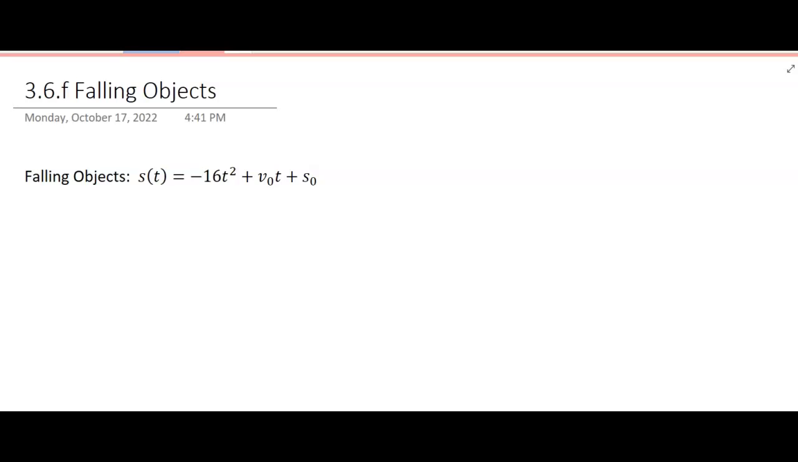So we're going to talk about a formula that we use when we have falling objects. So say you're on a mountain or a cliff or something, and you're throwing a rock up into the air. The rock's going to go up, and then eventually the rock's going to come back down because of gravity. Okay?